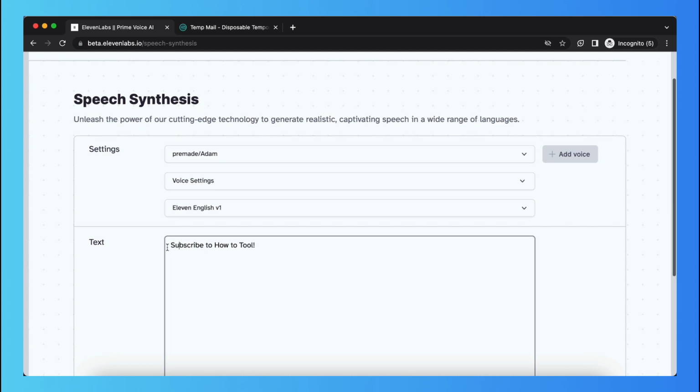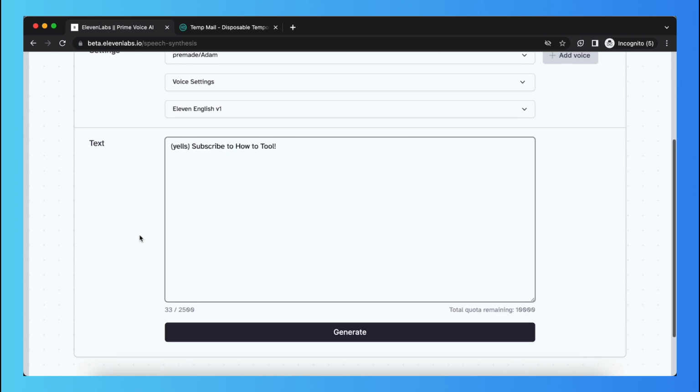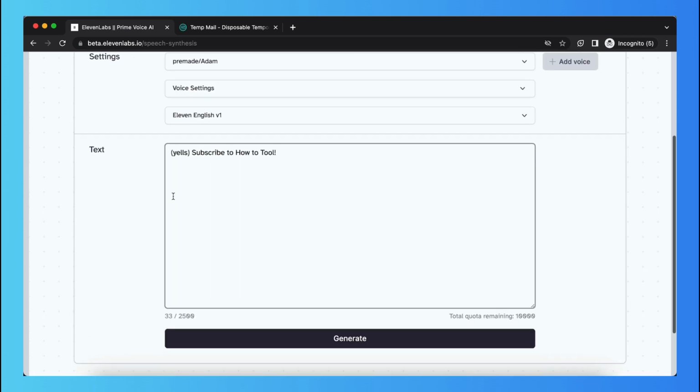So what you need to do is type a bracket, then type "yells", and then again a bracket. And as you see, when you tap on generate right now, the voiceover will yell the sentence. So they will yell, "Subscribe to How To Do."